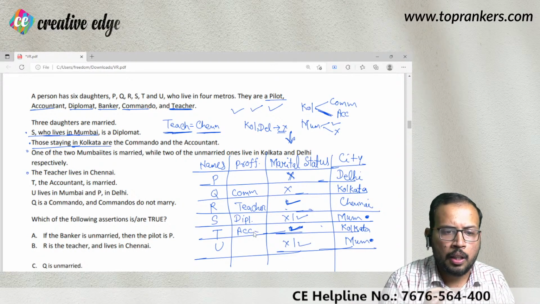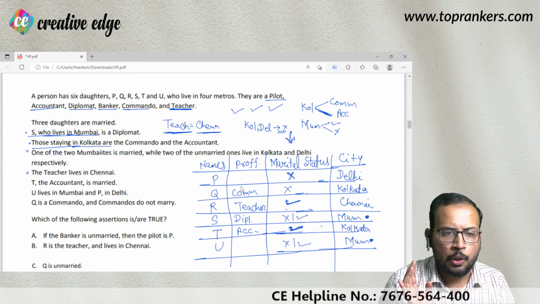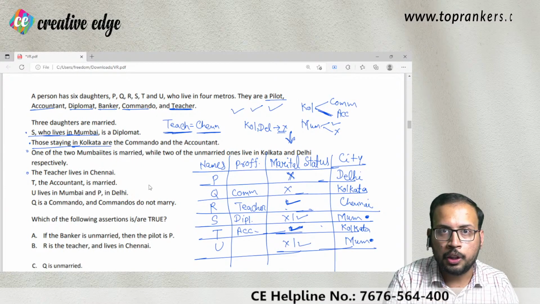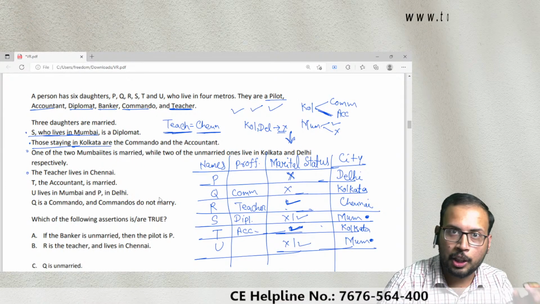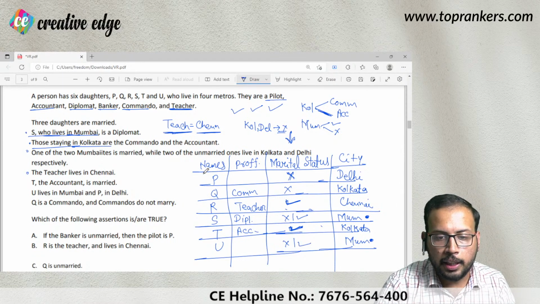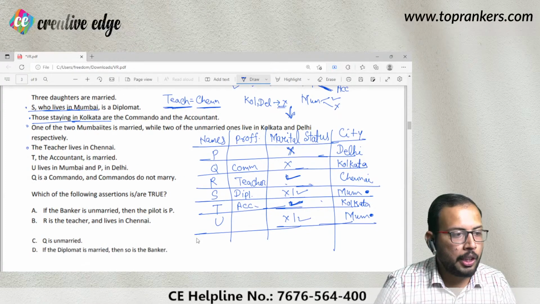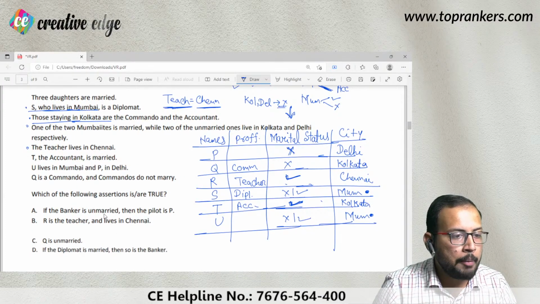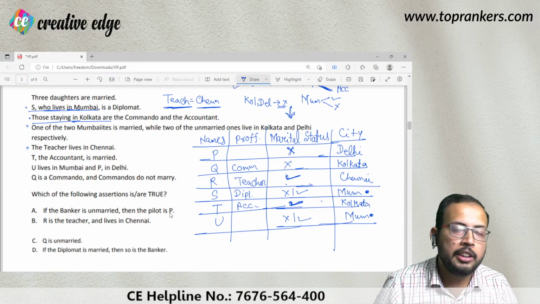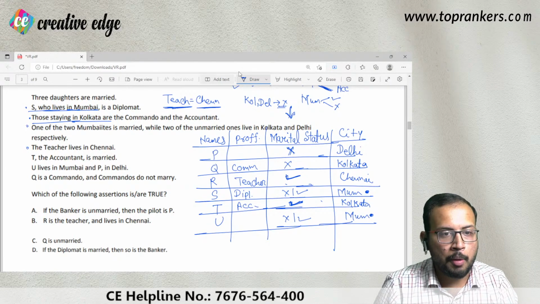ठीक है, आई होप सबको ये कहानी समझ में आ गई होगी। नाउ लेट अस लुक फॉर द क्वेश्चन दैट हैज बीन आस्क्ड। तो थोड़ा सा हमको इसको अरेंज करने में टाइम जरूर लगा है, बट क्वेश्चन देखते हैं हमसे क्या पूछा गया है। Okay, so now let us read the question. If the banker is unmarried, then pilot is P. So question में यहाँ पर क्या बोला गया है?